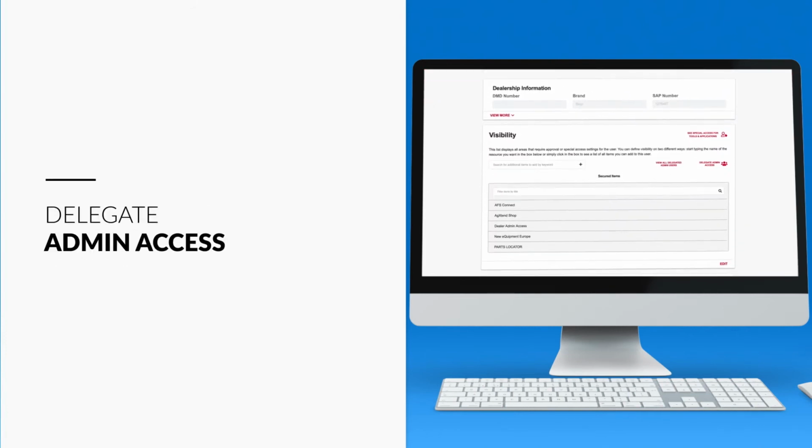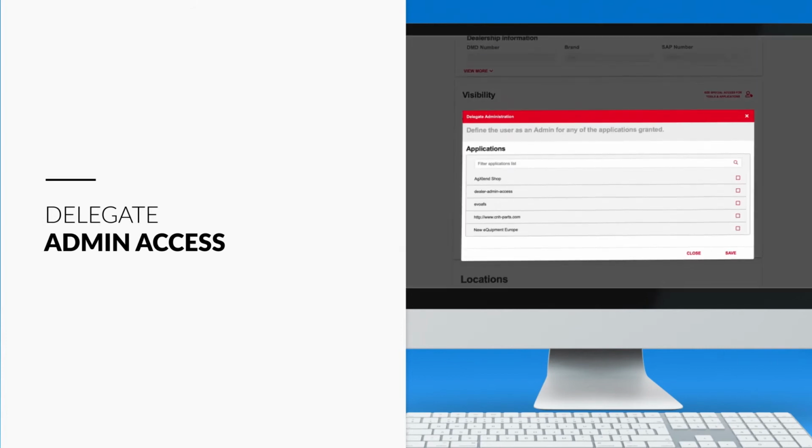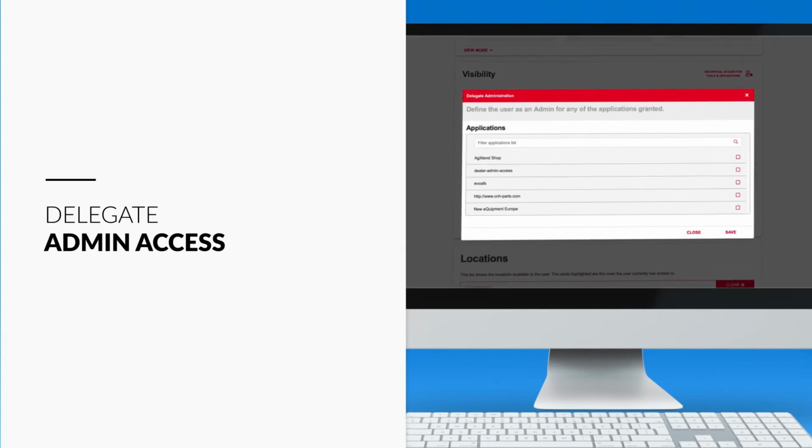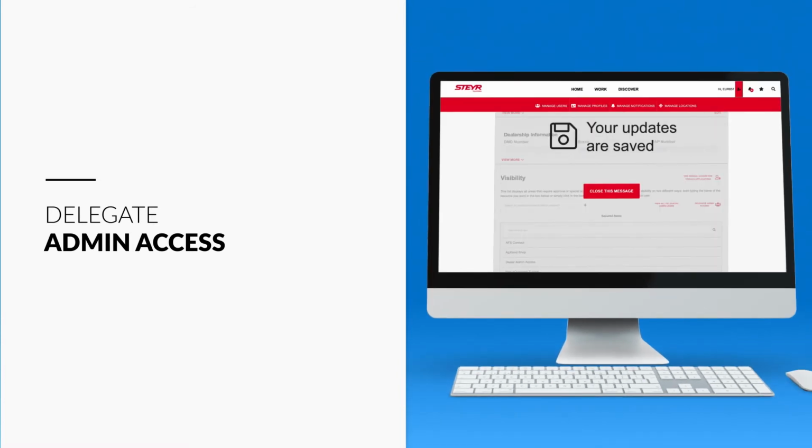Earlier we mentioned delegated admins. Click on the Delegate Admin Access hyperlink. Again, you can search for the application in the filter bar, or use the scroll bar on the right-hand side to see the list of items that this user could be set as an admin for. Make the appropriate selections, then click Save in the lower right-hand corner.